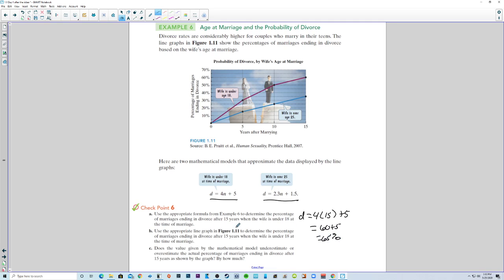Use the appropriate line in Figure 111 to determine the percentage of marriages ending in divorce after 15 years when the wife is under 18 at the time of marriage. So under 18, and it says 15 years, and this is right at 60%. Does the given value by the mathematical model, that's this one right here, underestimate or overestimate the actual percentage of marriages ending in divorce after 15 years as shown by the graph, and by how much? So an overestimate by 5%.